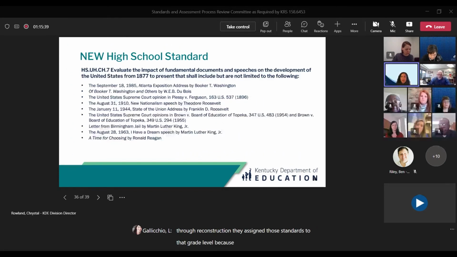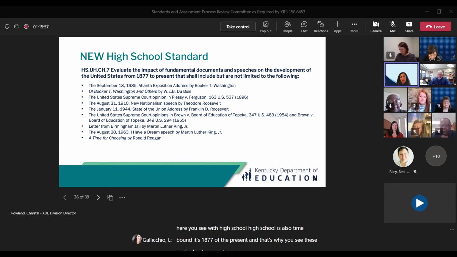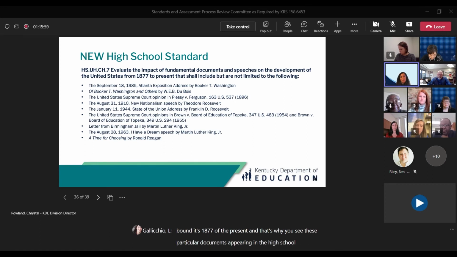Because this is a law, that law does require that those documents are taught. And so the standards writers put that into that new standard. Same thing here you see with high school. High school is also time-bound. It's 1877 to the present. And that's why you see these particular documents appearing in the high school U.S. history strand.